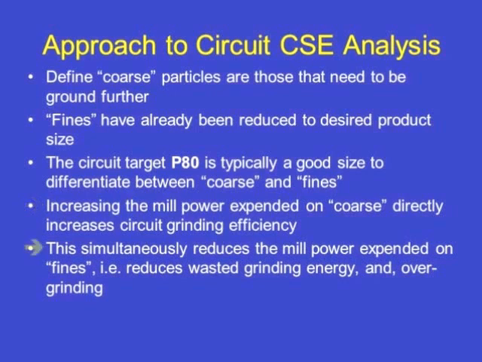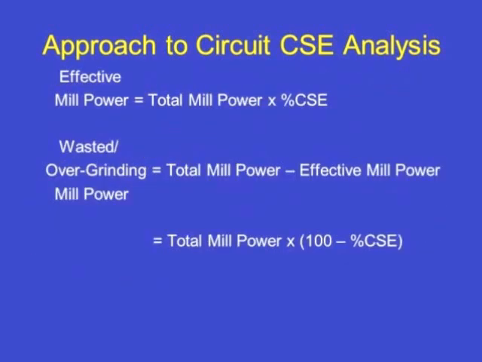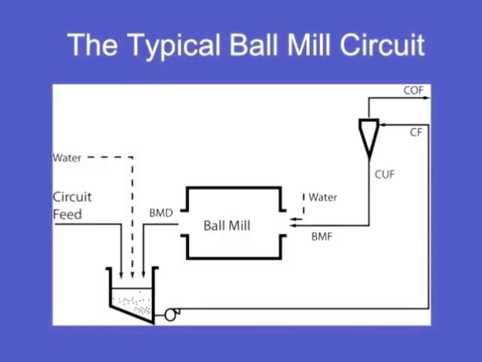And simultaneously, it reduces the mill power expended on fines, which is reducing wasted energy, recapturing it and putting it back where it's useful, and also reducing overgrinding. And so we can say, for example, we can define effective mill power. That's our total mill power times our percent of coarse solids. The wasted or overgrinding mill power is the total minus that, or the total power times 100 minus that. So we're focusing on what is actually in this circuit in a steady state condition. This is all about steady state analysis.